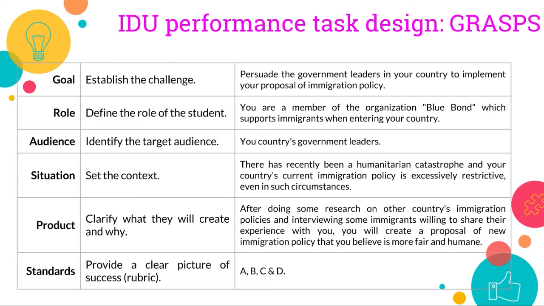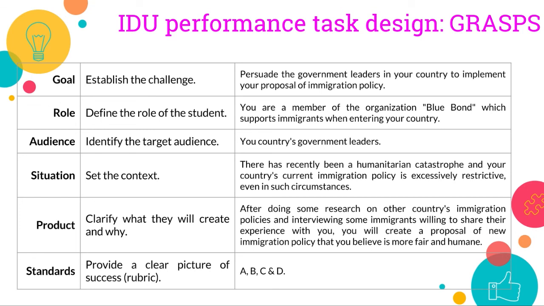In the goal, you're going to establish the challenge. What's the problem that students need to face? The role, what is going to be exactly the role of the students? Who are they going to pretend that they are? The audience, we have to identify who their performance task will be addressed to. The situation is basically you need to set the context, a situation in which they are involved. The product, what the final outcome, we have to clarify what will students create and very importantly, why they will have to create this. And then we should create a rubric that establishes the expectations regarding success.